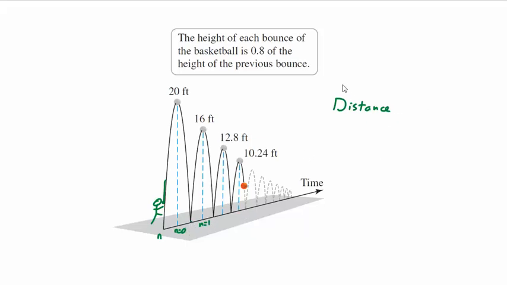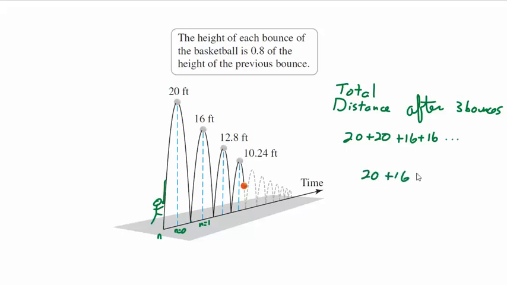So if I wanted to say the total distance the ball traveled after, I don't know, 3 bounces or something, then you have to account for the ball going up and the ball going down. So you could say, well, it went up 20, then it went down 20, then it went up 16, then it went down 16, and just keep going until you get your 3 bounces worth. Or you could do your 3 heights, actually with 3 bounces. Let's see, 1, 2, 3.